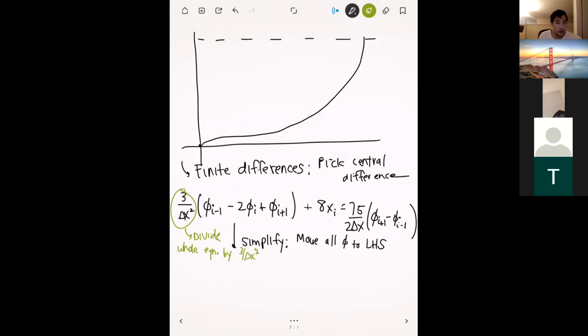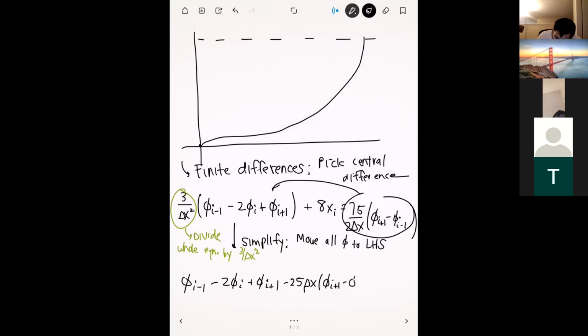All right, and so we do both of those things and we end up with the following expression. Okay, so we have phi I minus 1 minus 2 phi I plus phi I plus 1. Since we divided by that entire coefficient out in front there, our diffusion term is just by itself. Next, we have a minus, and so we're going to move our convection terms over to the left-hand side. So we have a minus 25 delta x multiplied by phi I plus 1 minus phi I minus 1, and this is equal to minus 8 over 3 xi delta x squared, okay?